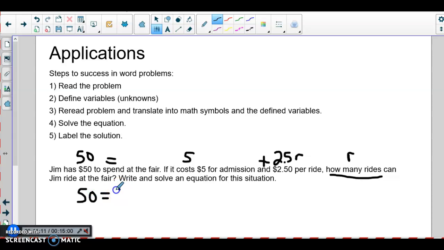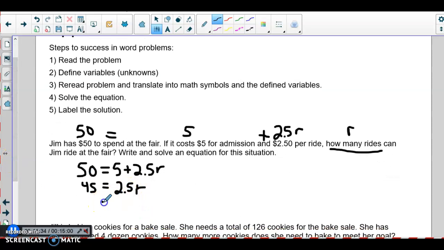And you're going to solve that just like we did in the previous slide. To save time, because I only have 15 minutes per video, go ahead and read through what I would do. I'd subtract 5 from both sides. That gives me 45. And then I'm going to divide by 2.5 on each side. And for R, if I divide by 2.5, I'm going to get R equals, I believe it's 18.